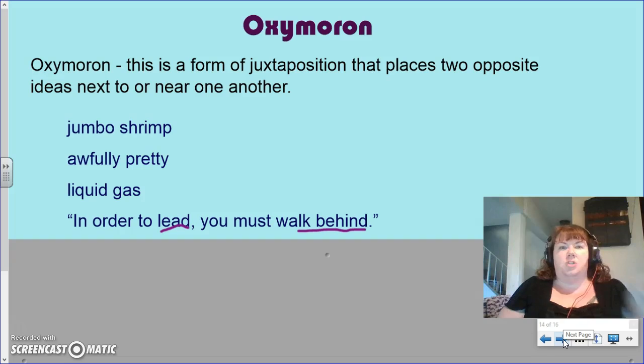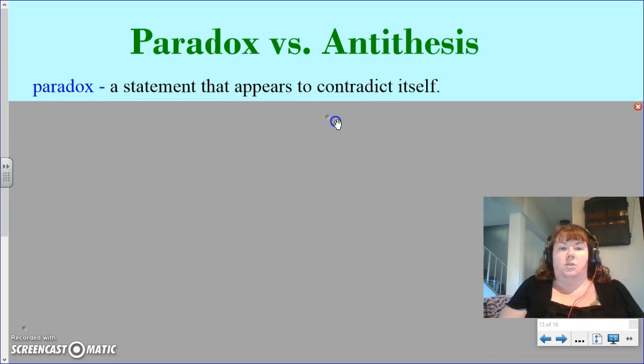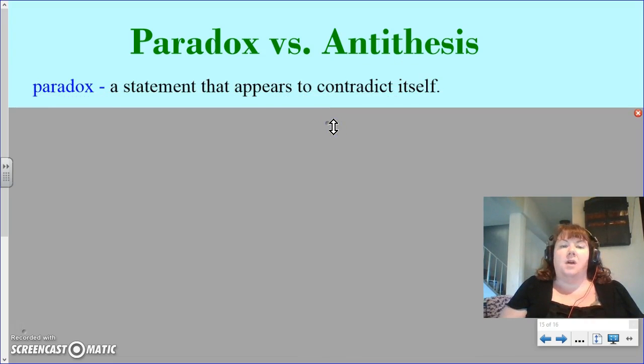Okay, so we've covered juxtaposition and we've covered oxymoron. Now we're going to look at this idea of paradox and antithesis. These are both forms of juxtaposition, but remember that paradox falls under the diction aspect and antithesis falls under the syntax aspect. They both have that idea of opposites, but it's how they are written that decides if they're a paradox or an antithesis. So looking at the first thing, a paradox is a statement that appears to contradict itself.